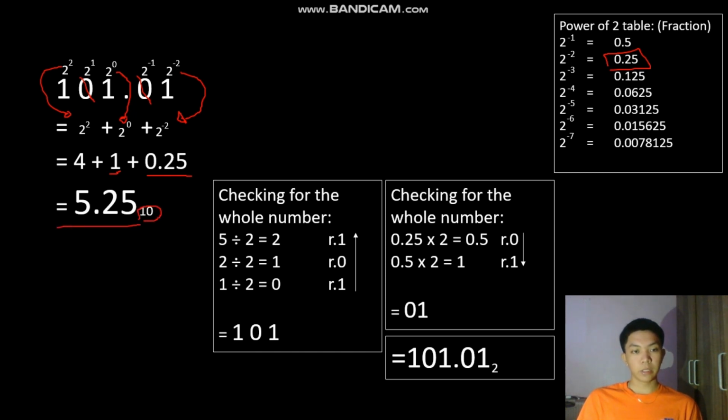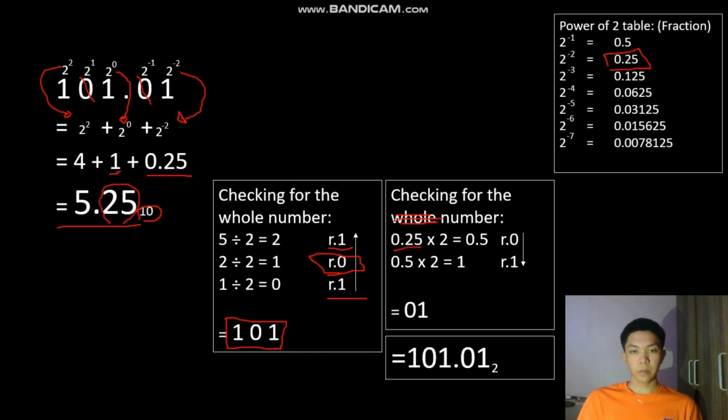For the checking for the whole number, same as the last, 5 divided by 2 equals 2, and we have a remainder 1, and 2 divided by 2 equals 1, so we have a remainder of 0. Then 1 divided by 2 equals 0, and we have a remainder of 1. So we have this whole number. Disregard this, guys. So for the checking of decimal numbers, we have this 0.25.